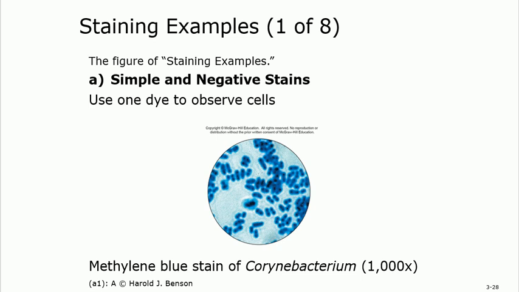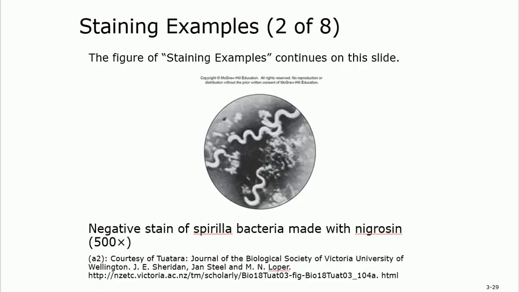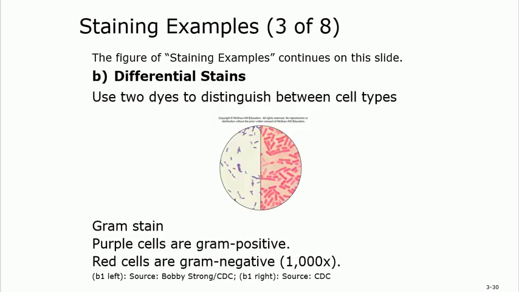This is just an example of the simple one. This is an example of the negative one, which is simple. This one is differential. You see how different parts are showing? The purple one is positive and the red one is negative. I want you to remember this.